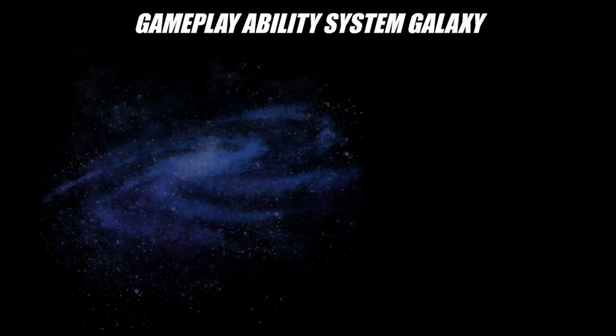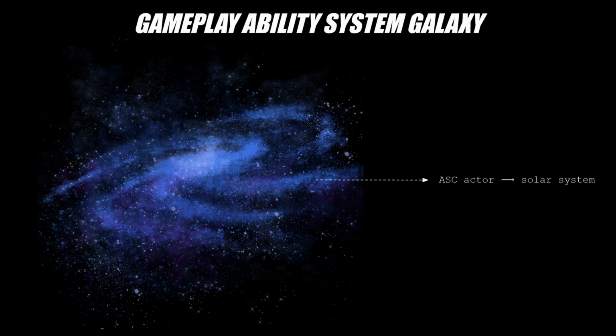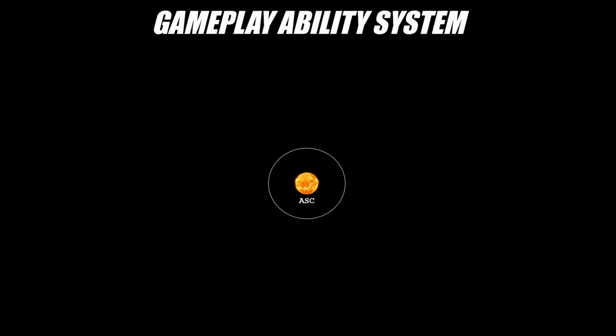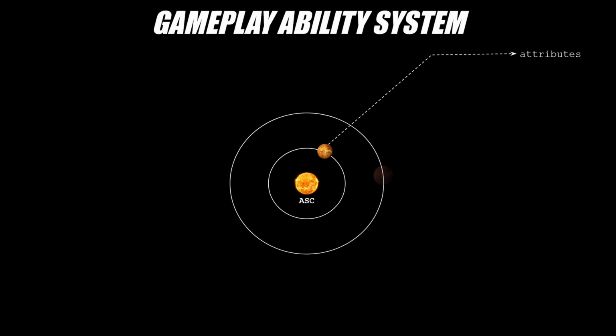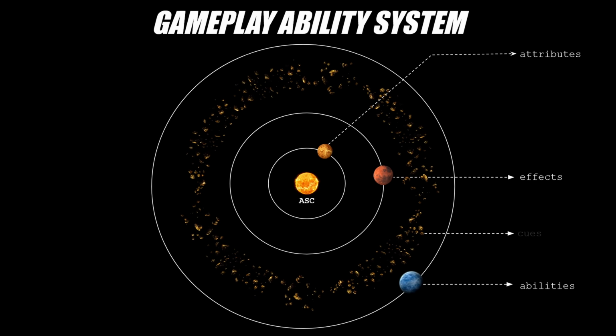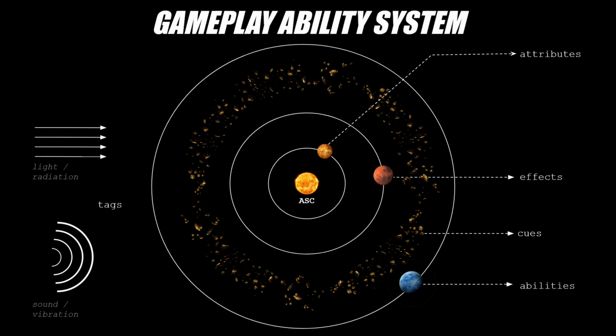If you remember, I had an analogy for GAS. It is a galaxy of interactions, and each actor within an ASC is like an individual solar system. The ASC is at the center of it all, like the star of the system, and it handles coordination between all of the entities, like attributes, effects, queues, abilities. I did forget to mention the last topic. Ability tasks can also be included here, as a moon orbiting the ability planet of the ASC actor.